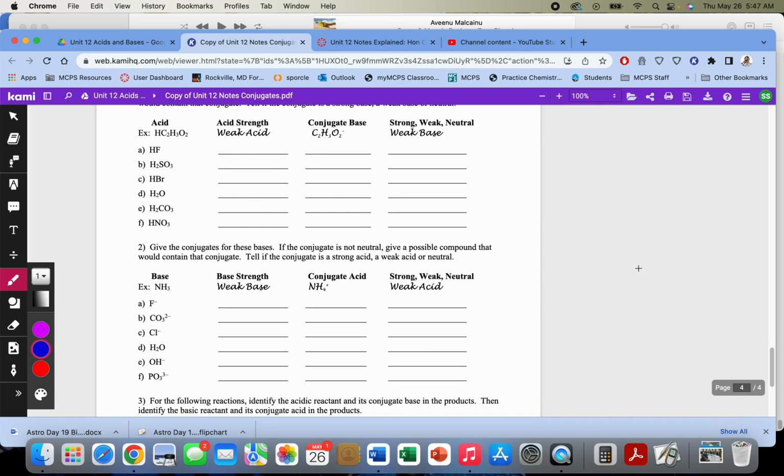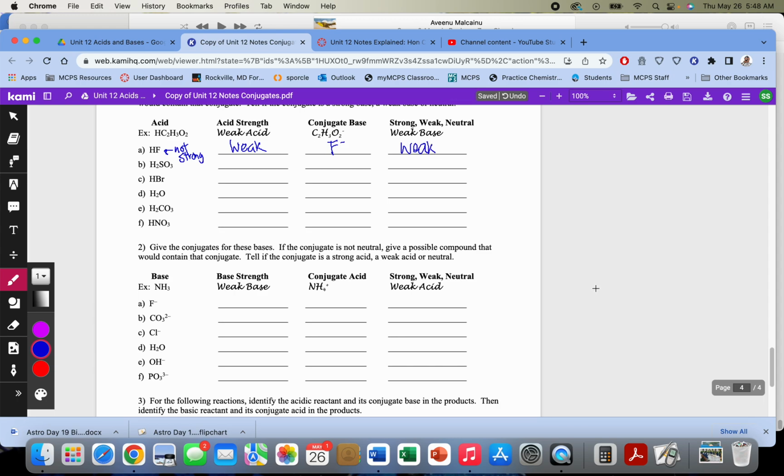Now strength is a little weird because sometimes you want to go systematically left to right, but a lot of times you want to just sort of identify its partner first. So if I know HF is the acid, I know F minus is the conjugate base. I happen to know that HF is not strong. If it's not strong, then it's weak. And if it's weak, F minus is also weak because the conjugates of weak are also weak.